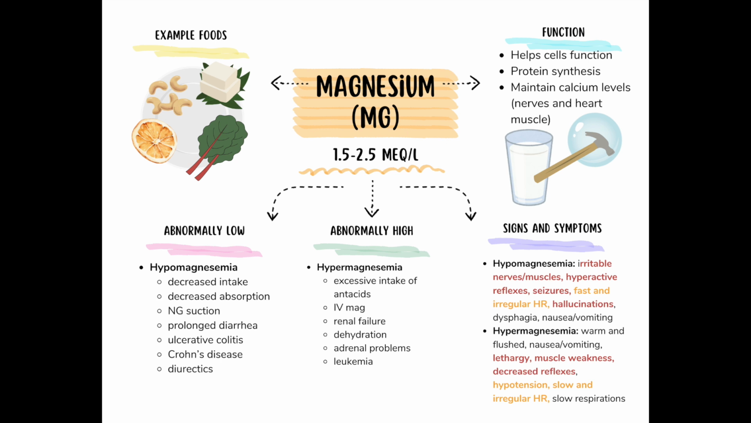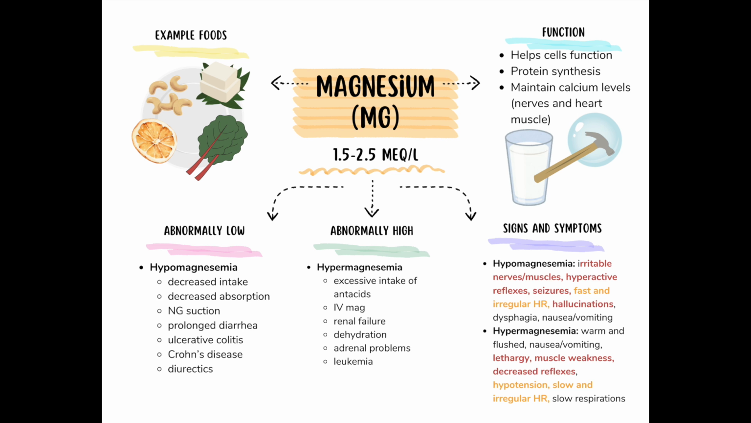When our magnesium gets low, remember that magnesium relaxes muscle. So when we have low levels, our muscles get really tense and tight. They're unable to relax. So we have irritable nerves, irritable muscles, we have hyperactive reflexes, we have seizures, our heart rate is fast and irregular. It also affects our nerve conduction, our nerves in the brain, so we can see hallucinations with it as well. Additionally, you might see dysphagia or trouble swallowing and nausea and vomiting.